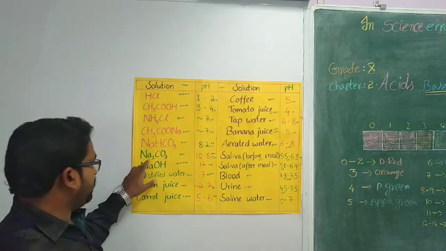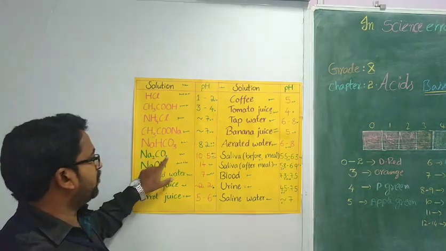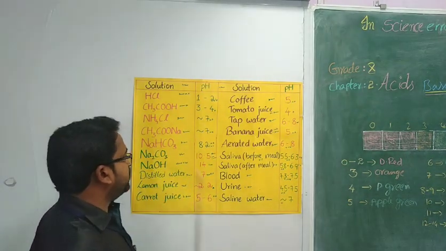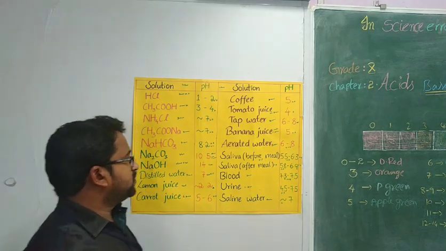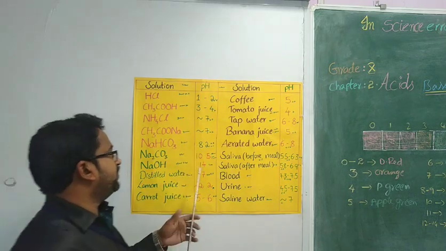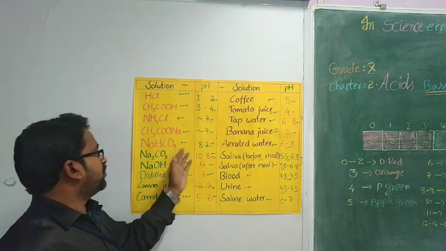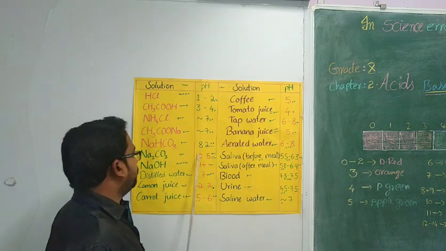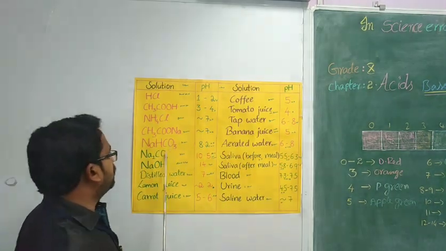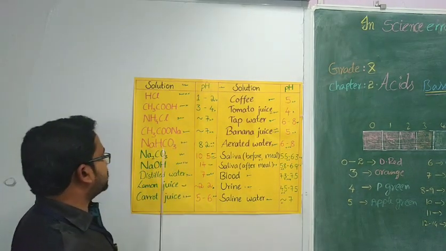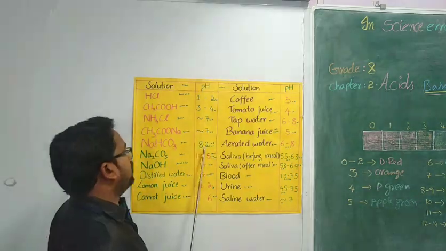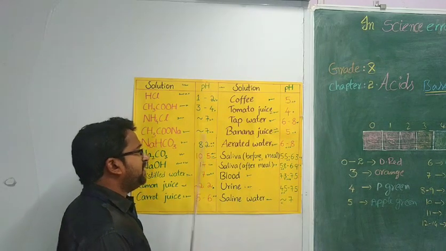Next, sodium carbonate. Its color is blue because the pH value is 10.5. So when it is 11, blue, that means bluish green. It is in between 10 and 11, most probably appearing as blue. It is also basic in nature and non-corrosive. These two, sodium bicarbonate and sodium carbonate, both are non-corrosive. This one is basic in nature, and sodium bicarbonate is mild basic in nature.